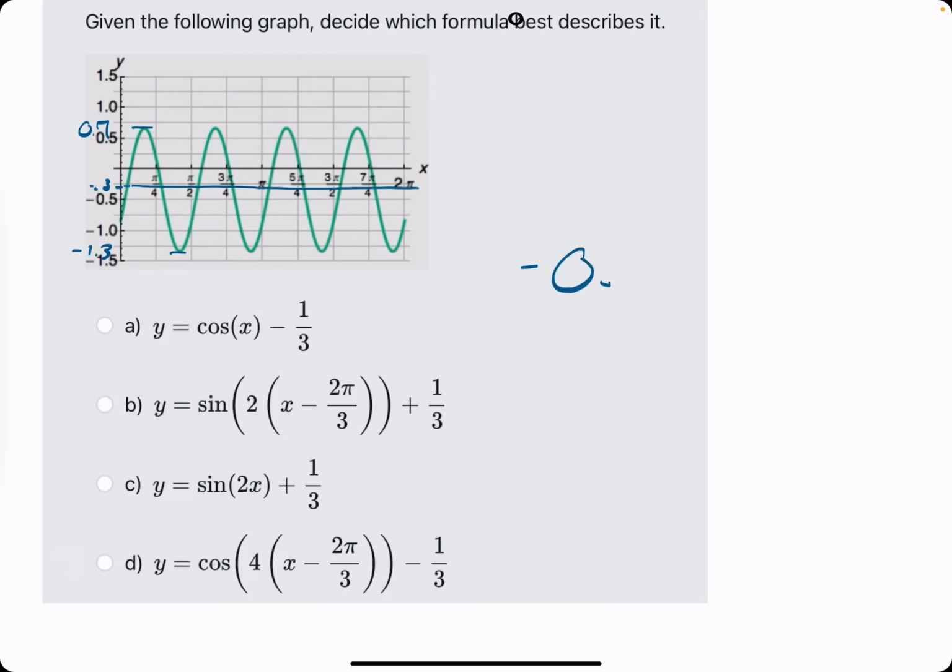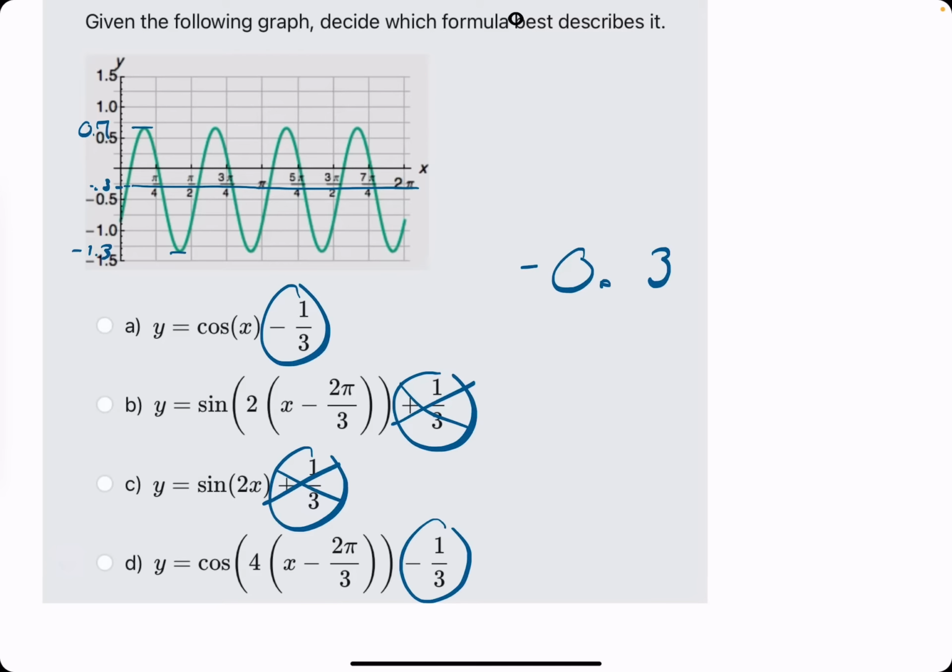Negative 0.3 would be our midline. So just by looking at these values, you can probably tell what they're going for. Probably going for negative 1/3. It might just be easier to say that since you know the function has been shifted down and not up, just go with the negative options. Yeah, let's just leave it simple like that.